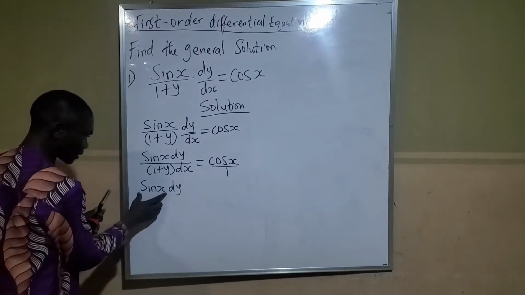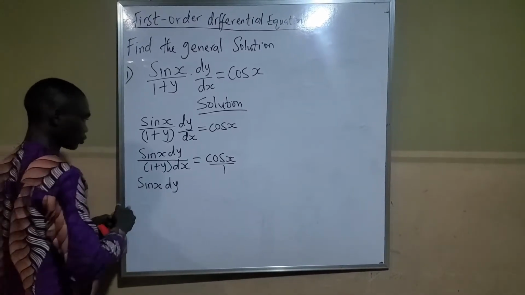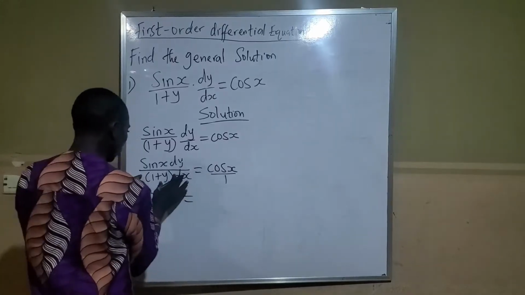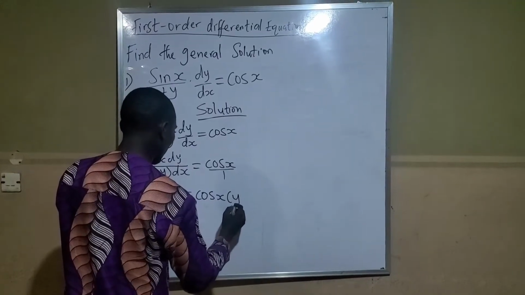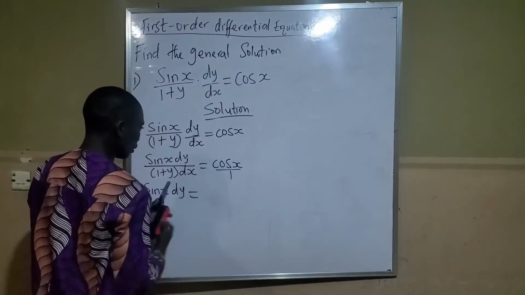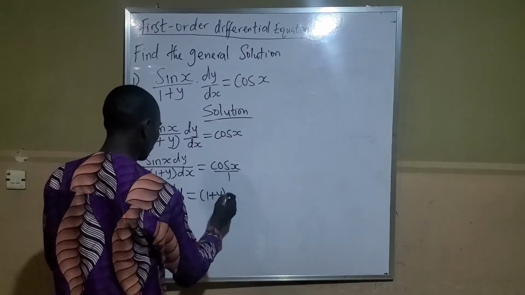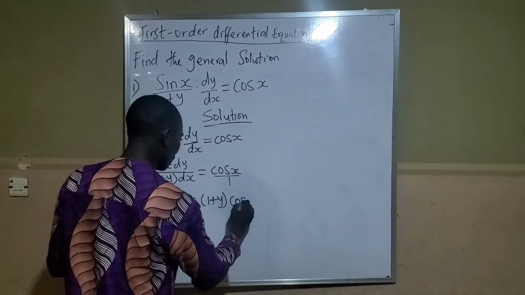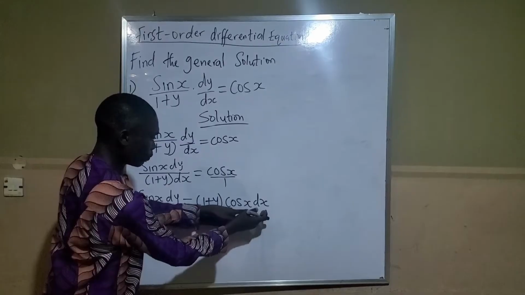If you see, this is x beside the y. No, I want y to be here, not sin x. So let's continue. This multiplied by this gives this, equals cos x multiplied by 1 plus y, close the brackets. I know there's dx here, but let me multiply this with it before I write the dx. Cos x dx, right?